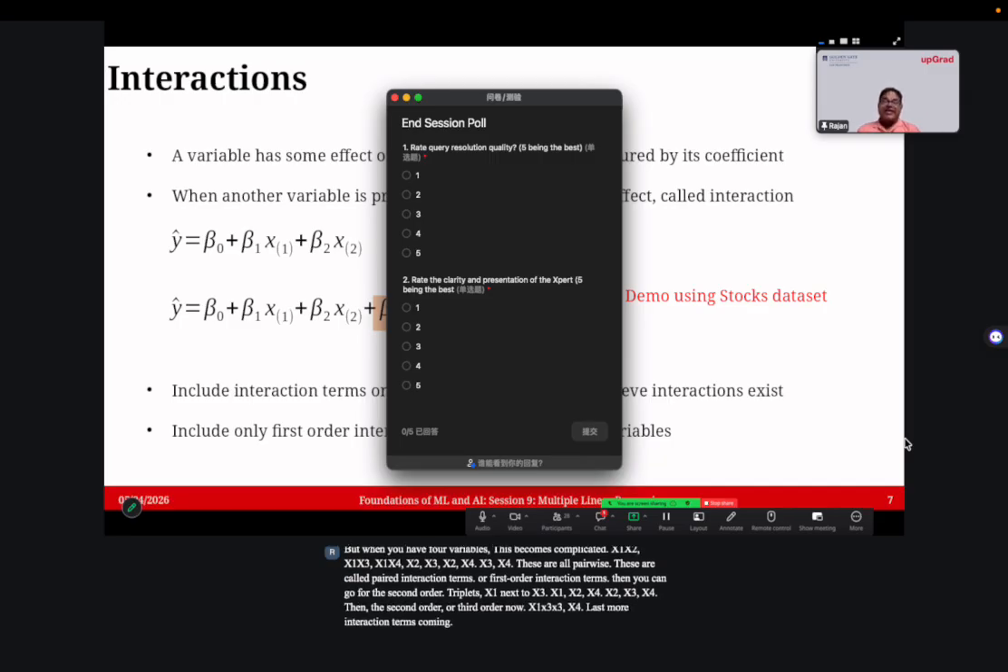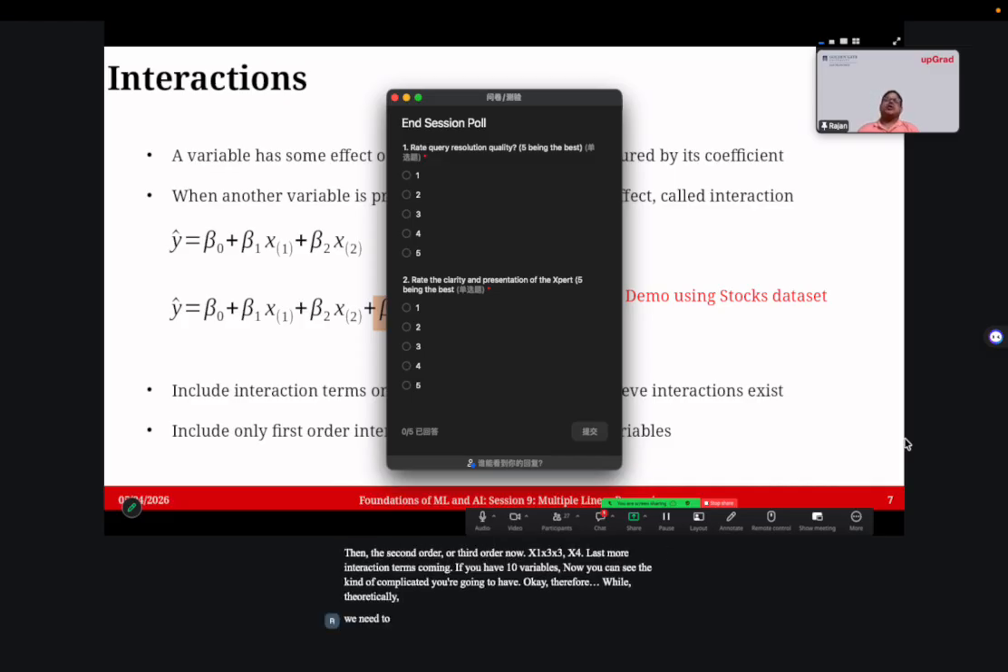If you have 10 variables, now you can see the kind of complications we are going to have. Okay, therefore, while theoretically we need to check all interactions, what we do is this.